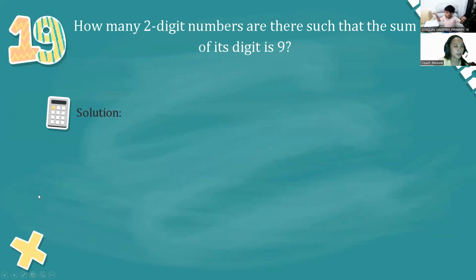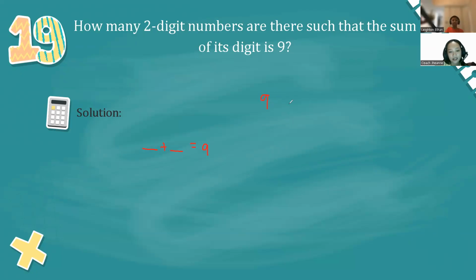Number 19. How many two-digit numbers are there such that the sum of its digits is 9? Okay. Now, since we are looking for a two-digit number, we have a one-digit number plus a one-digit number that is equal to 9. First, let us list all the addends that would equal 9.